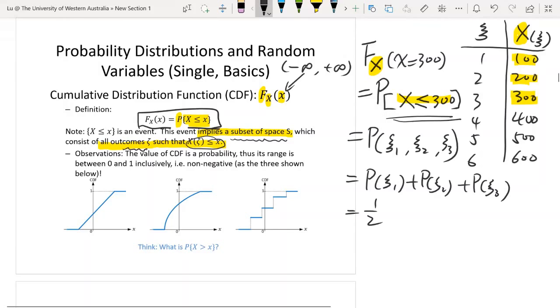Result is 1 over 2. So pretty simple calculation. But this can help us to understand the situation we expand here. In other words, let's just clear up this section. We said the evaluation of the cumulative distribution function is actually evaluation of the probability of the event. This event is actually a subset of the space S. And this subset contains some outcomes which can satisfy the condition specified here.